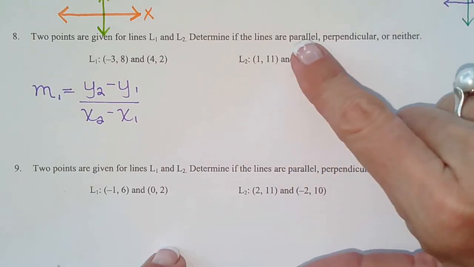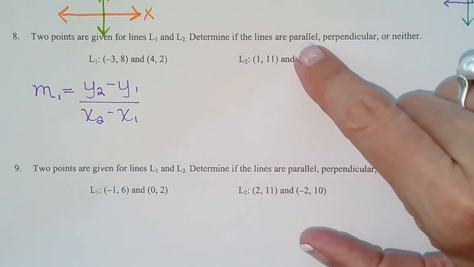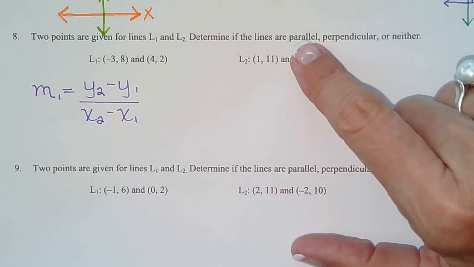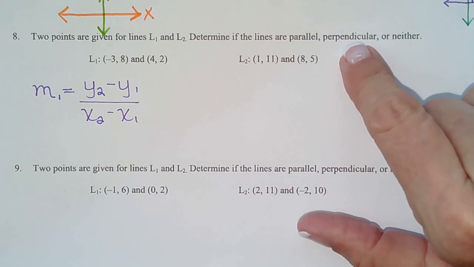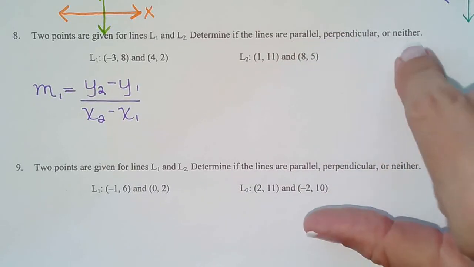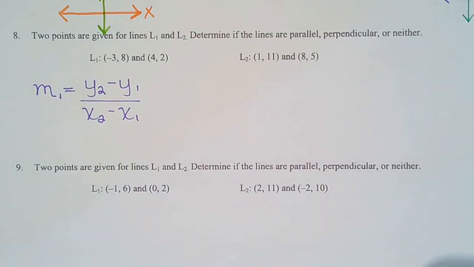Well, that's all we really know about parallel and perpendicular. If they're parallel, they'll have the same slope. If they're perpendicular, they'll have opposite and reciprocal slopes. And if they're neither one of those, then they're neither. So the only thing we know about parallel and perpendicular is about their slopes, so there's not really anything else we could do.